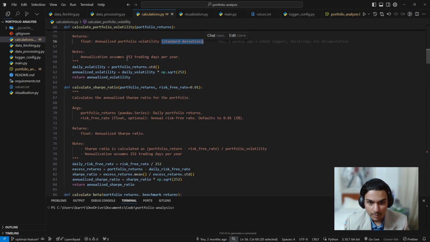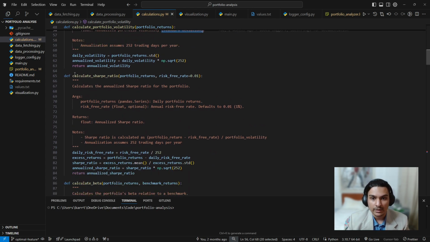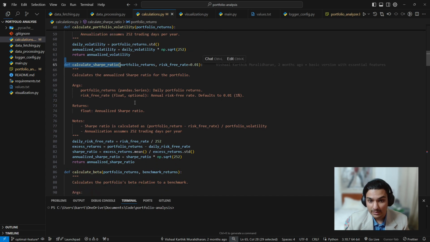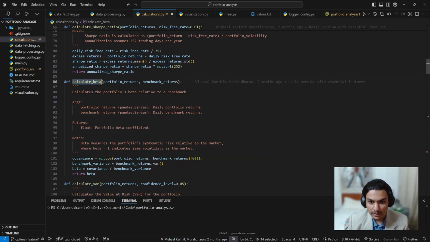It measures how much the portfolio returns fluctuate over time. This one calculates the portfolio's risk adjusted return, actually. A higher Sharpe ratio indicates a more efficient portfolio, balancing return and risk. Beta calculates how much the portfolio values change in response to market movements.